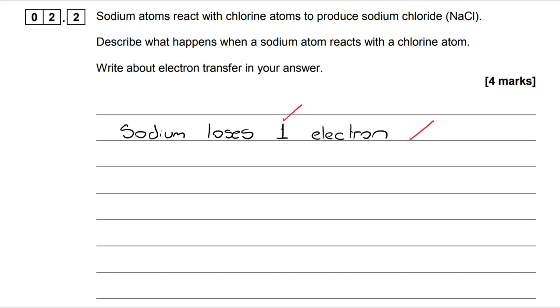So we have got sodium loses 1 electron. You get 1 mark for specifying that sodium loses electrons, but you get the second mark for identifying that it's 1 electron.